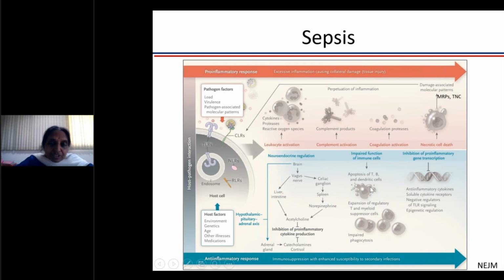And because these patients get a phenomenon of immune senescence, we know that patients who recover from one infection are much more prone to get another infection. Like in the ICU setting, a patient recovers from one infection, gets another infection because he is in a state of immune paralysis.